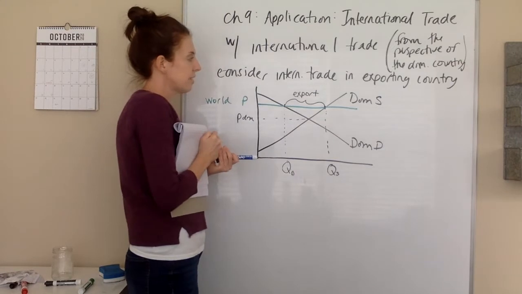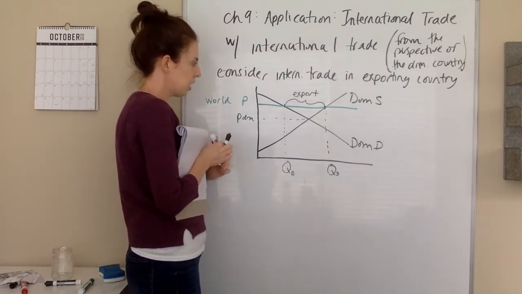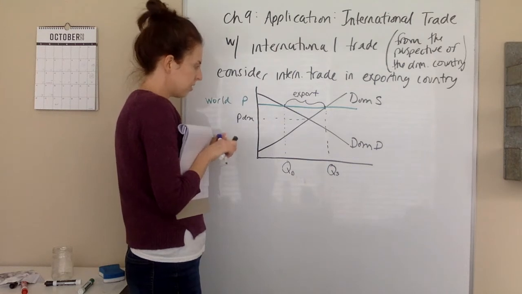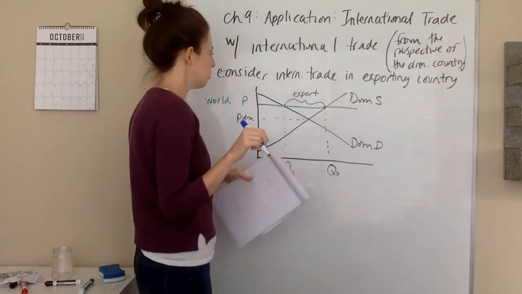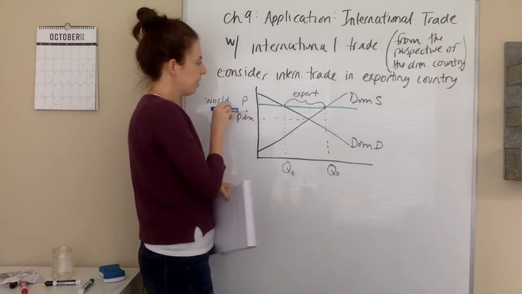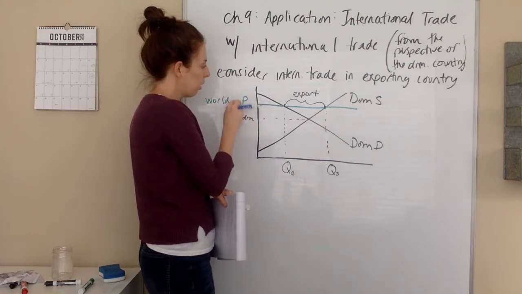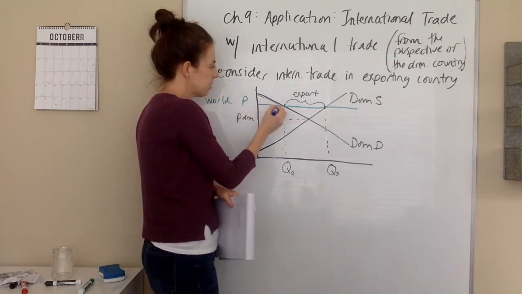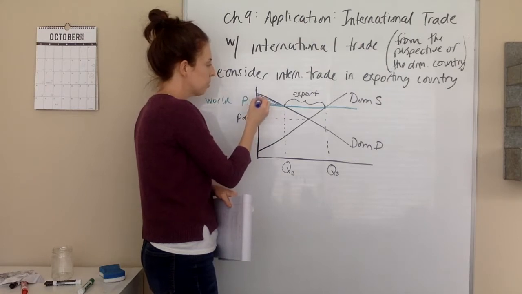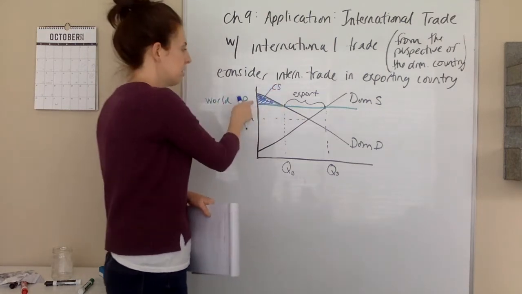So what we said is that after trade, the home country just takes the world price. This is kind of bad news for consumers at home, because consumer surplus is equal to the triangle underneath the demand and above the price. If the domestic country assumes this price, then domestic consumers are going to have this little triangle up here as their consumer surplus.